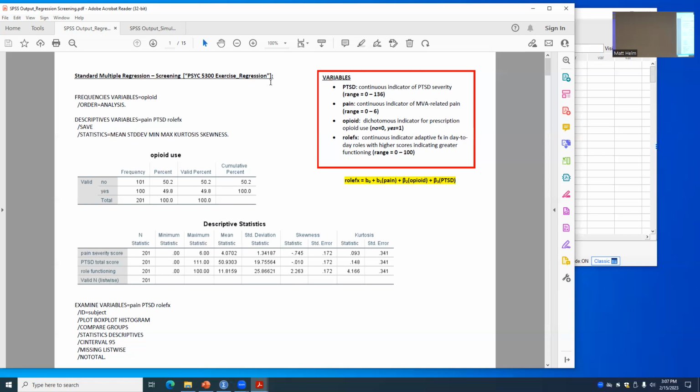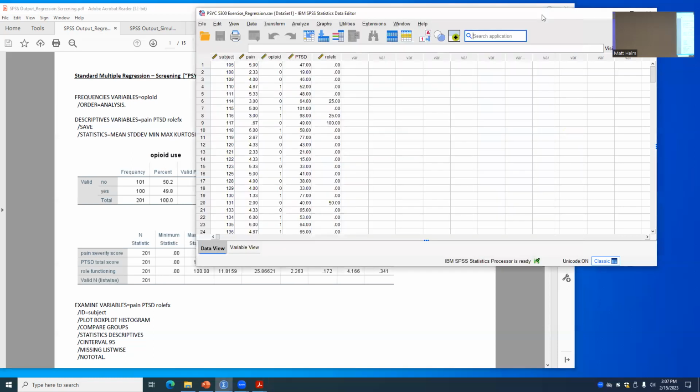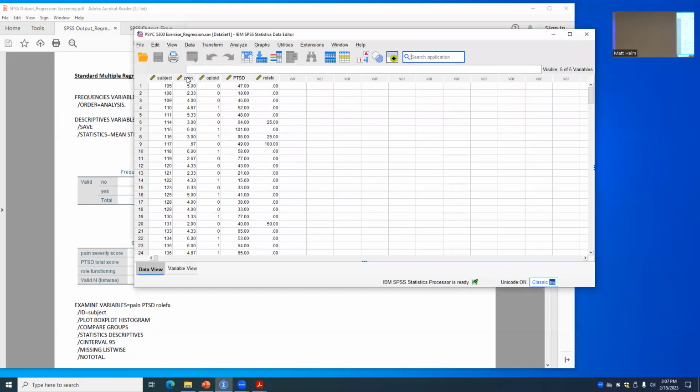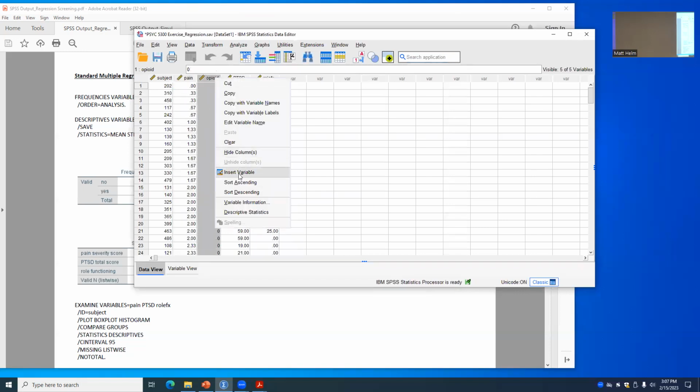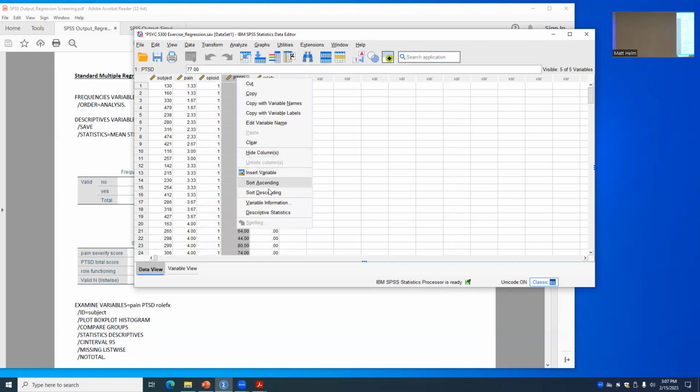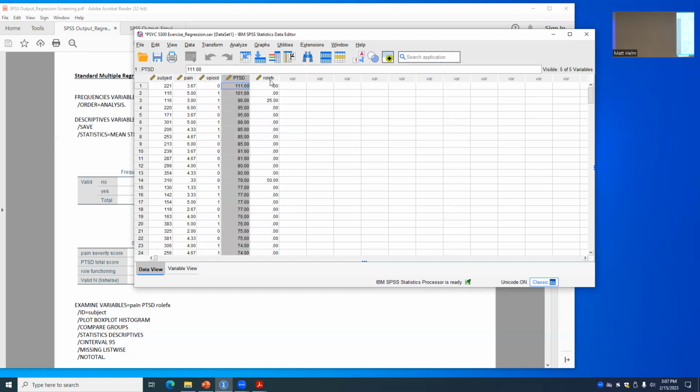Okay. So jumping into this, straightforward stuff: missing values, accuracy, plausibility, all the usual things that we've done in the past, right? So again, in SPSS, I can go through and sort pain, sort opiate use, sort PTSD, sort role functioning. Looks like I'm not missing anything there, right? So I'm feeling all right about this.